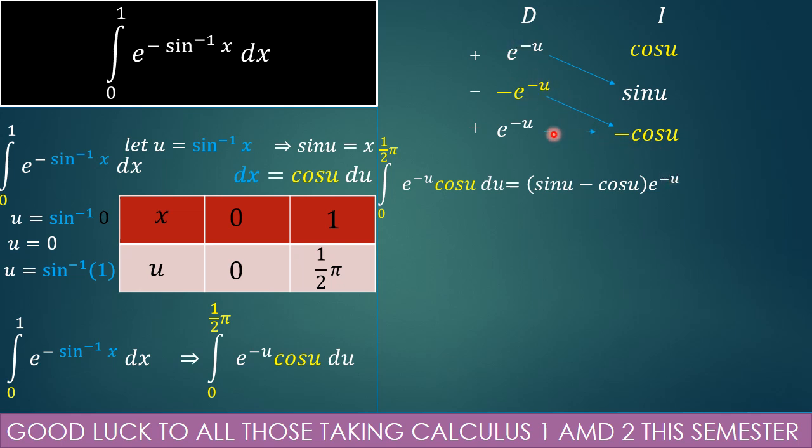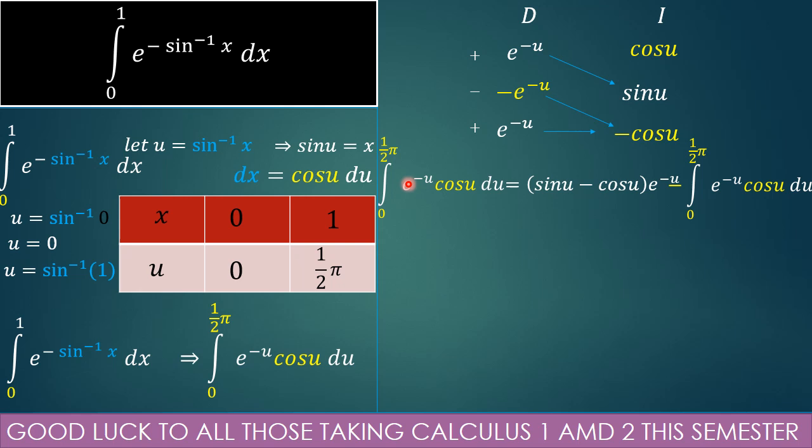Then friends, we multiply this row and still put it inside of the integral. So this is positive, this is minus, we have minus. We are going to have negative of the integral going from 0 to a half pi of e raised to the power negative u cosine of u du. Good, that's what we have, friends.